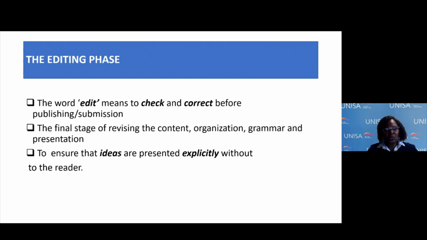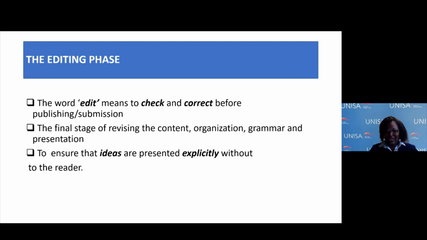So you correct everything. So in so doing, you are revising the content of what you have written. You are organizing your work. Is the grammar that I use correct? Is my presentation correct? So you edit, you critique yourself because you say, no, this terminology is ambiguous. It has got double meaning, or it's not clear. So you ensure that the ideas that you have presented in your content are explicit, without any ambiguity. It's understandable. When a reader reads that, they will be able to understand what you are saying. So that is the last leg of your writing process.